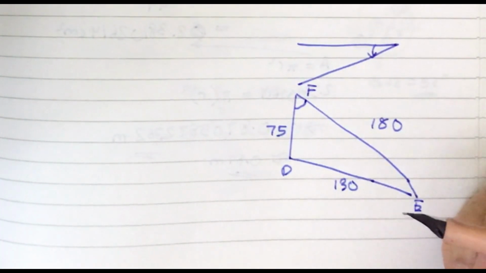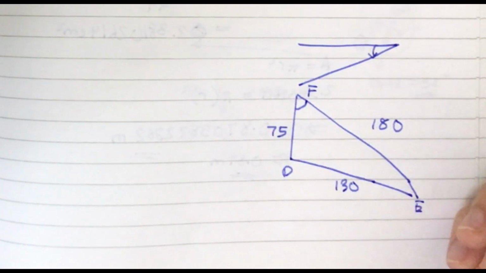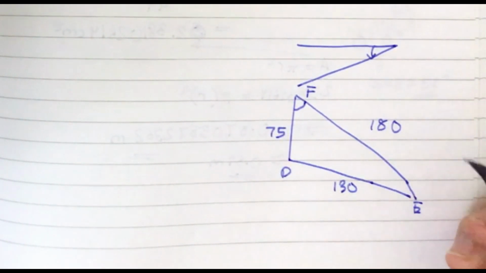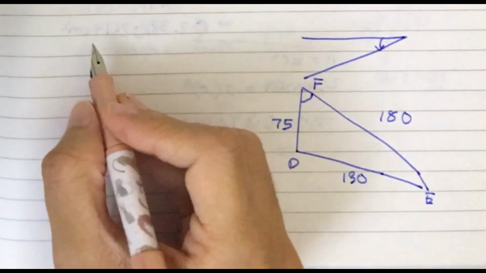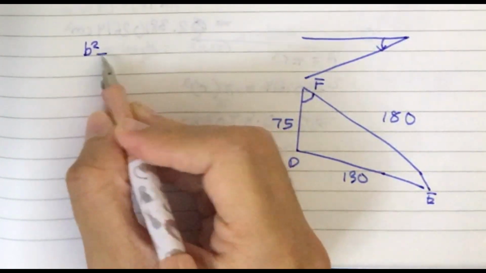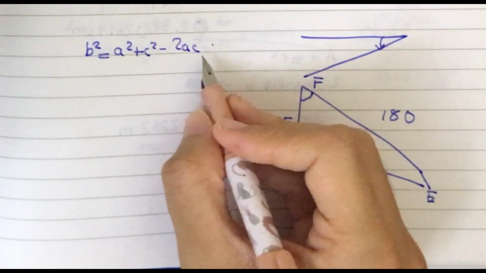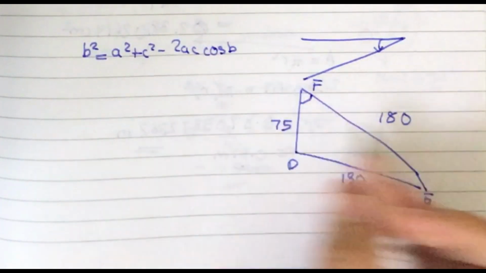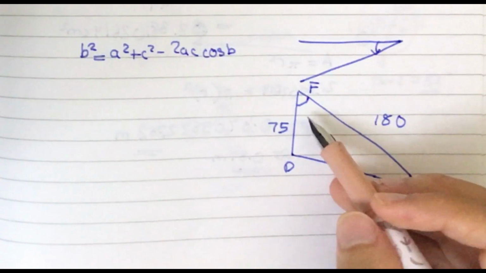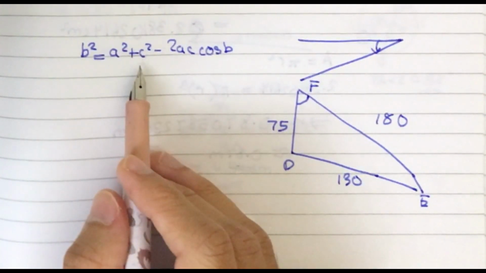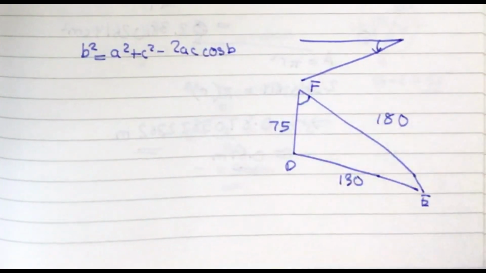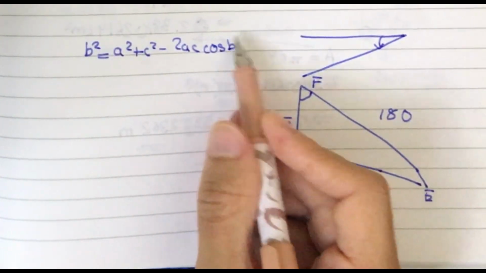First, to calculate this angle, we will use the cosine rule. The cosine rule says b squared equals a squared plus c squared minus 2ac cos B. Why do I use this? Because I can see I have three sides and I need to find the angle. So I can use the three-sides formula right here, and I need to find cos B, so basically the B angle over here.